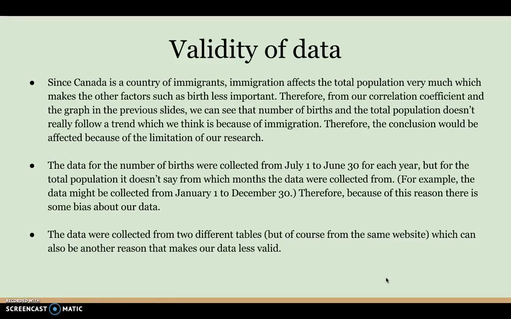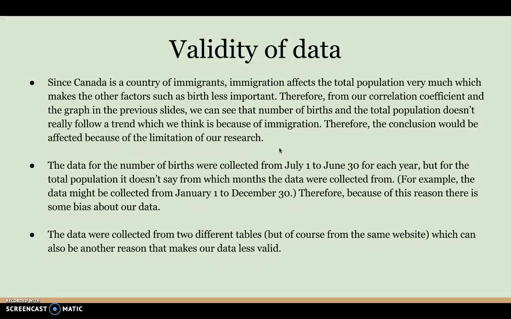And this slide is talking about the validity of our data. Since Canada is a country of immigrants, immigration affects the total population very much, which makes other factors, such as birth, less important. Therefore, from our correlation coefficient and the graph in the previous slides, we can see that number of births and the total population don't really follow a trend, which we think is because of immigration. Therefore, the conclusion should be taken with caution because of the limitations of our research.